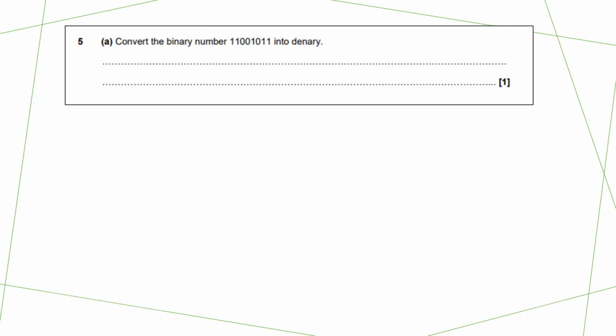Question 5 says convert the binary number 11001011 into denary. So I recommend that you draw out your binary conversion table onto the paper, put the binary number into it, and then go through the process of converting it into denary. Pause the video, take your time now to answer this question. It's only 1 mark, but it's an easy mark if you know how to do this.